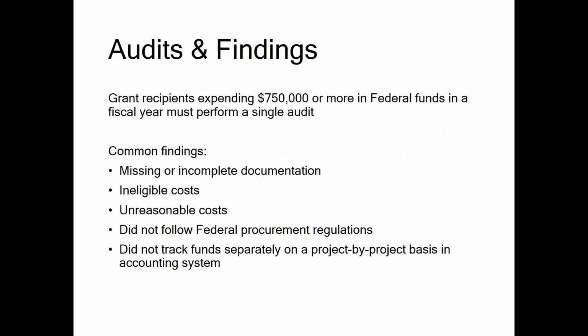The Single Audit Act requires federal grant recipients who expend $750,000 or more in federal funds in a fiscal year to have a single audit performed. Common audit findings include missing or incomplete documentation, ineligible or unreasonable costs, procurement issues, or identifying that funds were commingled and not tracked separately in the accounting system.